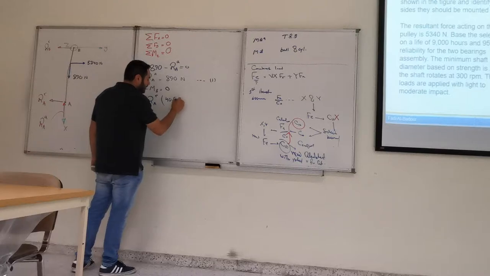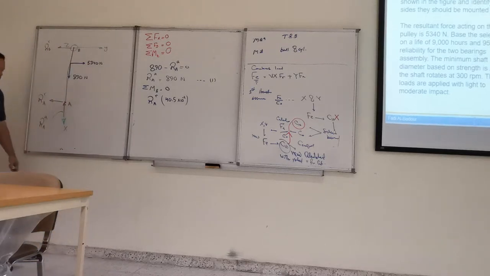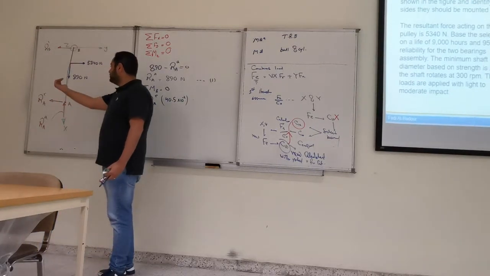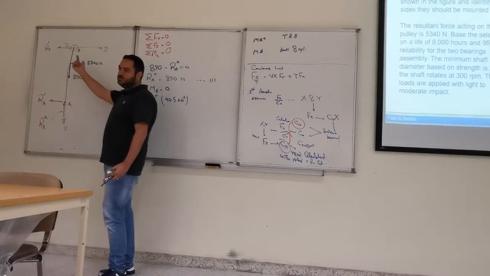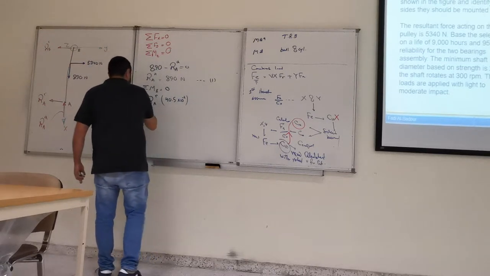40.5 centimeters, so I can multiply this by 10 to the minus 2 to have it in meters. Is this positive or negative? This is negative. Again, put your fingers in the direction of force. And this is the moment on N. Is it negative, sir? Because Z positive is outside. So I put here a negative sign.